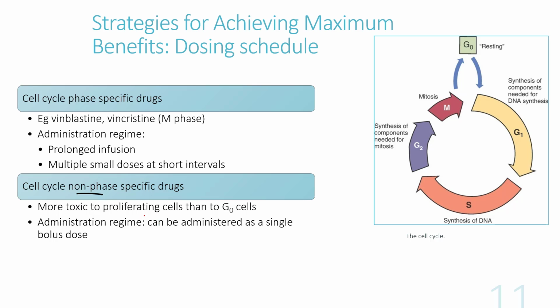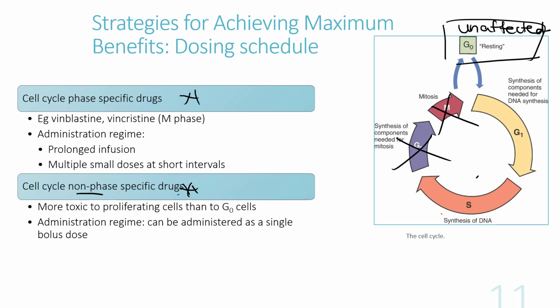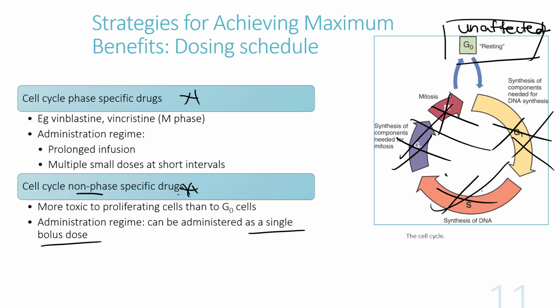Other drugs are considered non-phase specific drugs. Again, they are more toxic to proliferating cells than the G0 cells. So these G0 cells are really unaffected by either type of these drugs, but cell cycle non-phase specific drugs hit the cells that are anywhere in this actively dividing phase. And so for this, the chemotherapy can be administered as a single bolus dose because it just kills all the cells that are in the cell cycle.